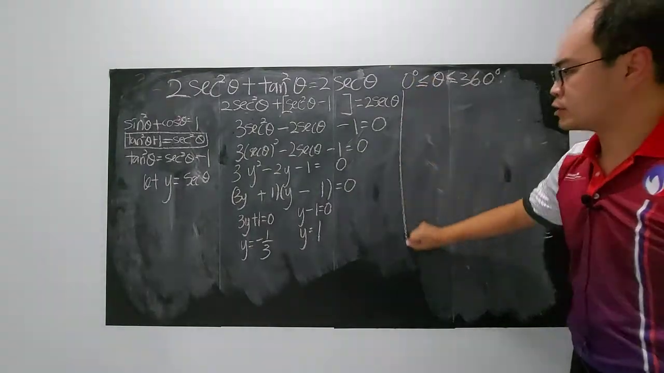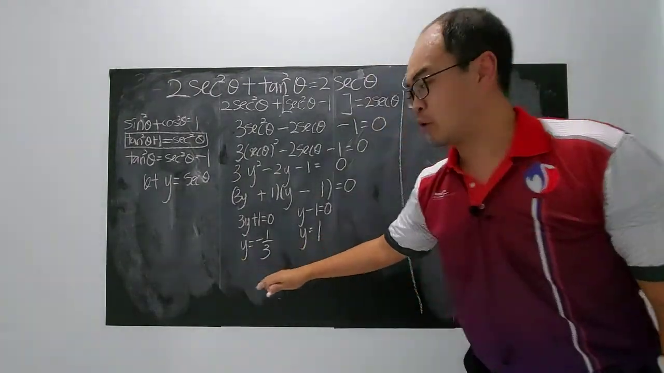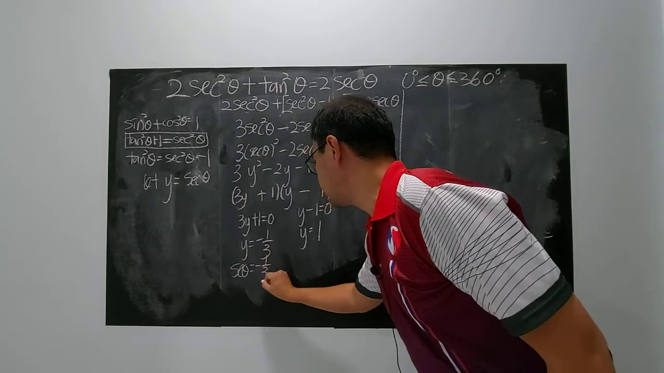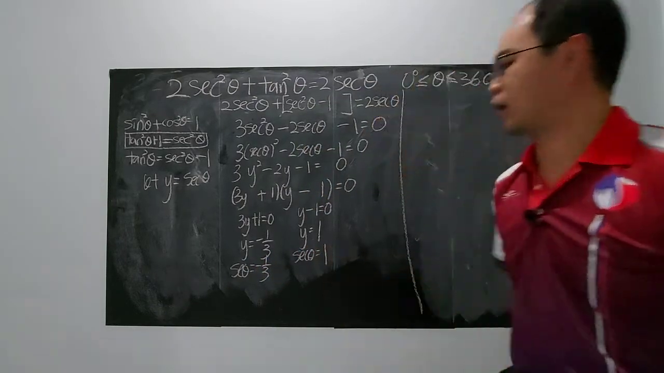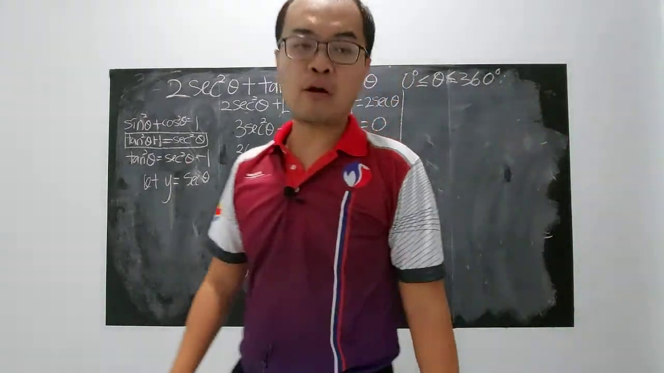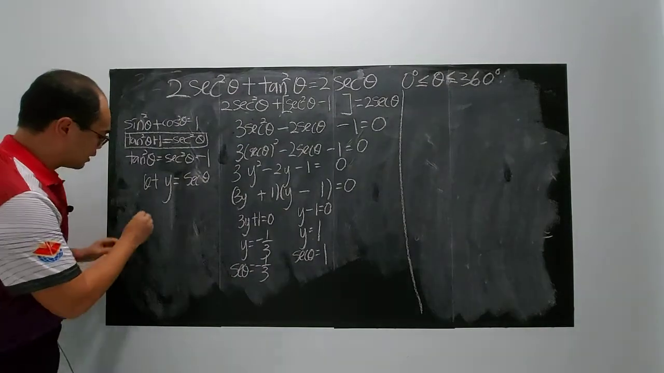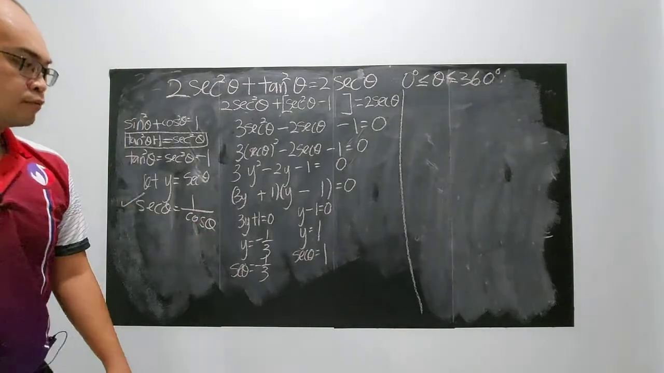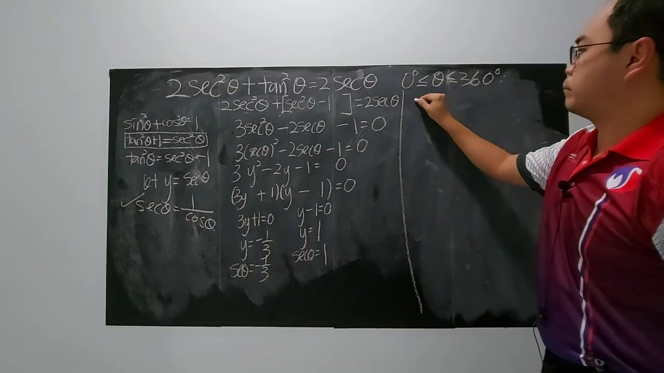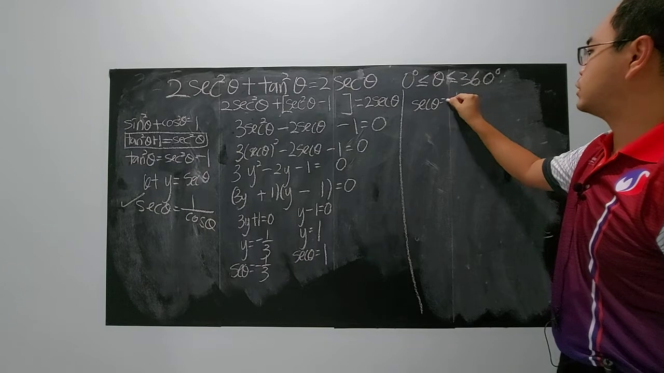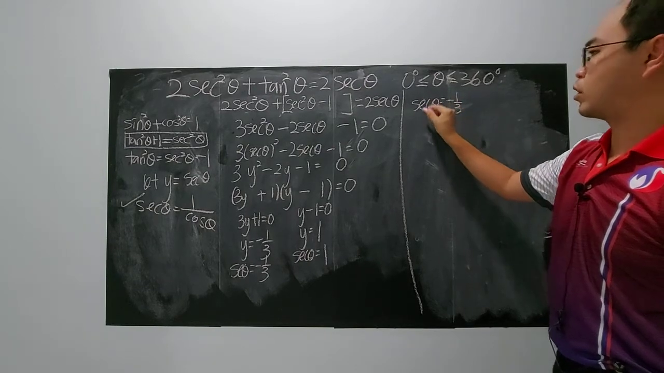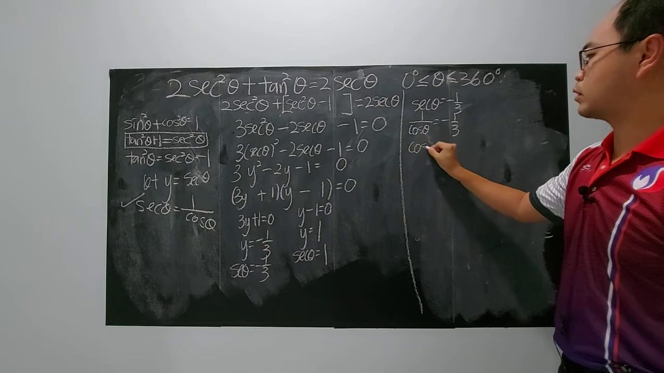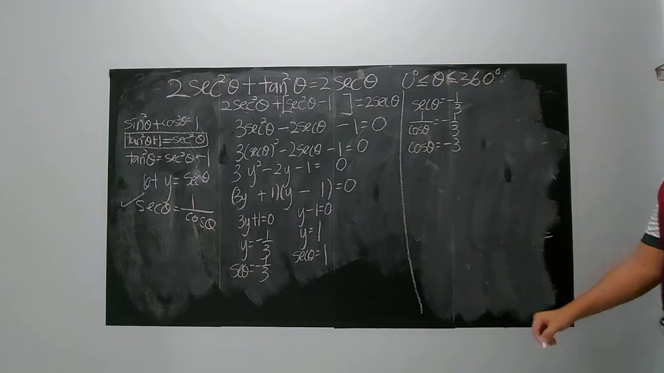Now it's time to solve, but we have to remember what y actually is. y is secant theta. So secant theta equals negative 1 over 3 and secant theta equals 1. You have to remember the identity for secant theta also: secant theta is 1 over cosine theta. So you have to convert back. For secant theta equals negative 1 over 3, 1 over cos theta equals negative 1 over 3, which gives me cos theta equals negative 3.